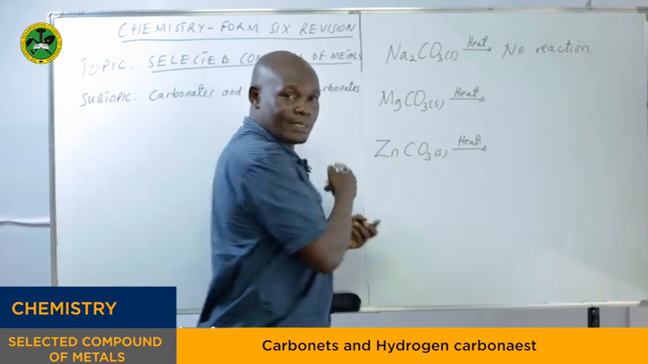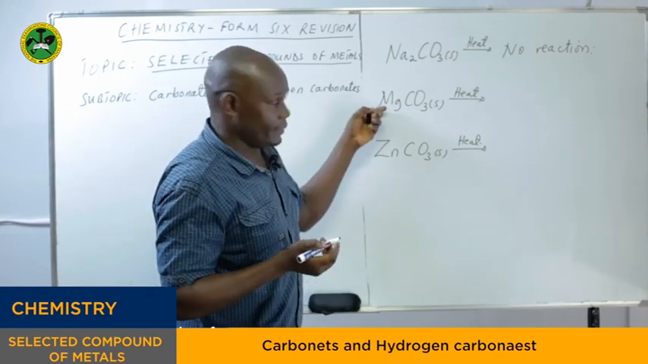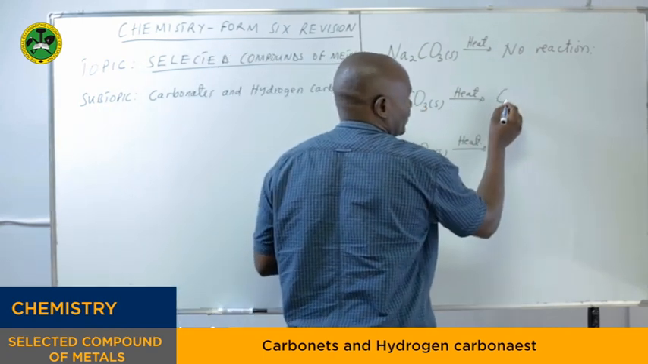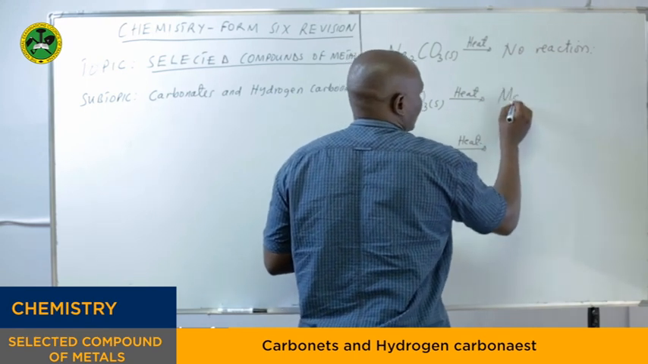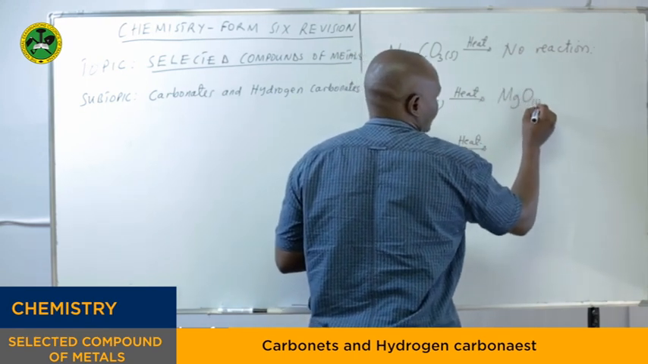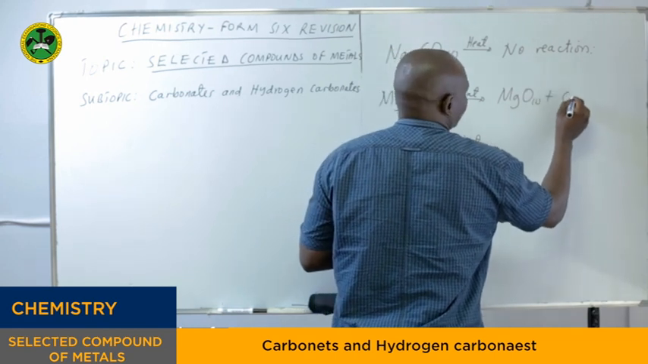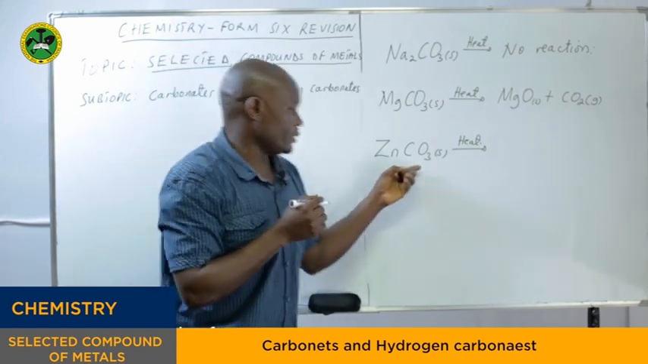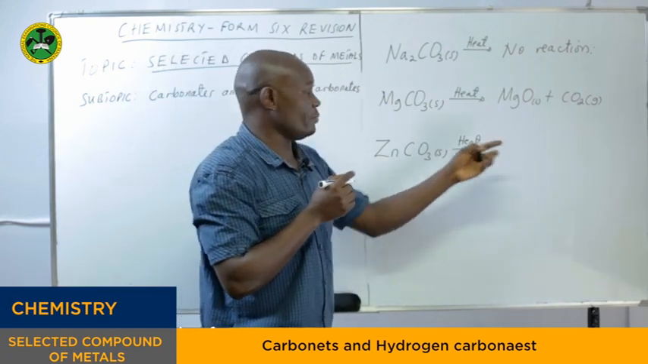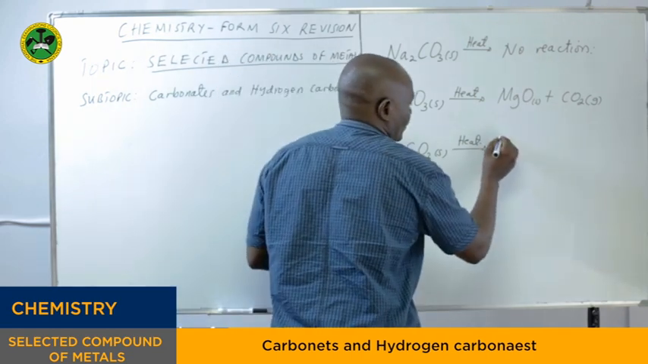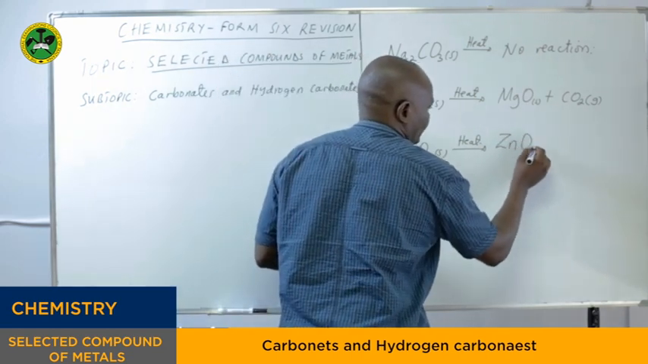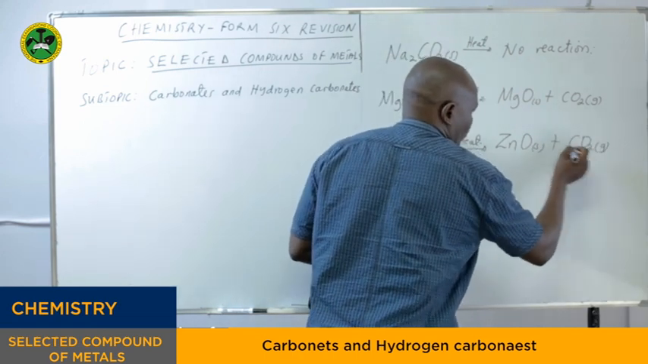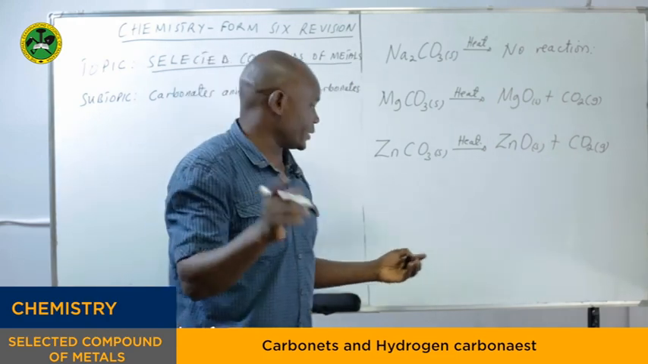But for the case of magnesium carbonate, we said it gets decomposed on strong heating, releasing the metal oxide and carbon dioxide gas. So you can balance the equation. But zinc carbonate gets decomposed on mild heating into zinc oxide and carbon dioxide. Also, if the equation is not balanced, it's your task to balance it.